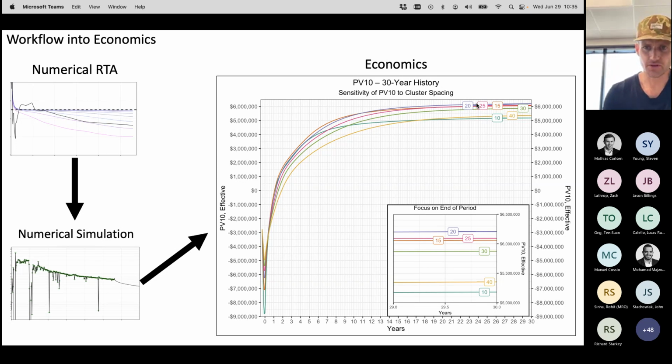So that's the pretty short presentation that I have of how we're taking numerical RTA through the simulation into tying into our economics. I really wanted to convey these ideas and show you some of the end of the workflow that I've been learning so much from other people about, the intricacies of how FCD impacts our work, for example. So it's been a lot of fun being part of this consortium.